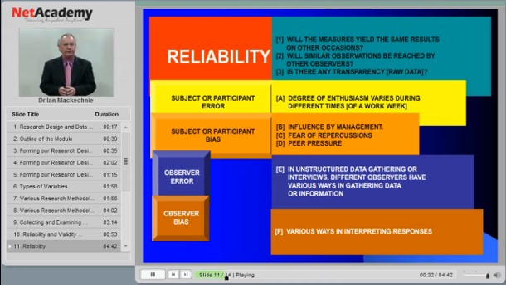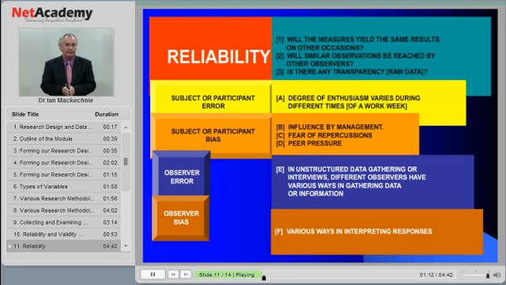And what are some things which may influence the reliability of our data? The two areas are in relation to the subjects of our research, the people who are involved in our research, and also the person that is doing the research. So we talk about subject and participant error and bias, and also we talk about the observer error and bias. The subjects are the people whom we are examining. The observer is the one who is doing the research. So we may have errors in both areas.